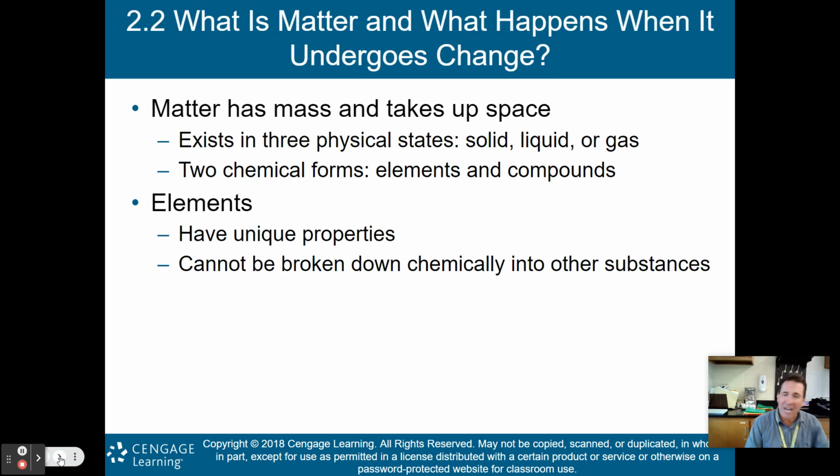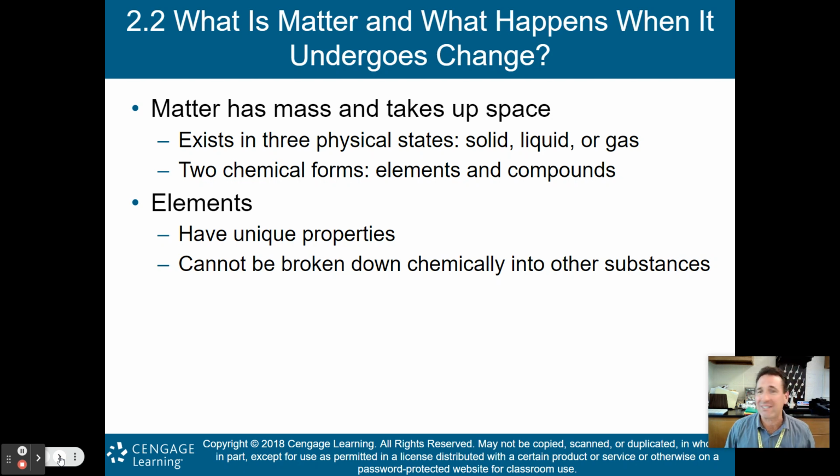Okay, so that was kind of the first section of the chapter, talking about what scientists do and the scientific method. Now we're going to start moving into a little bit more of that matter part, right? Science, Matter, Energy, and Systems is the title of chapter 2. So we just did science. Now we're going into that matter part. So what is matter and what happens when it undergoes change?